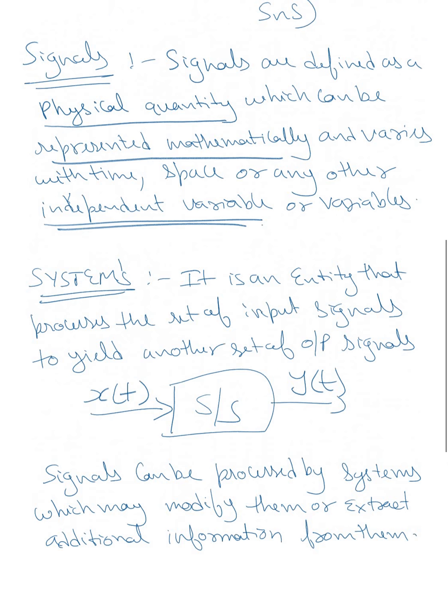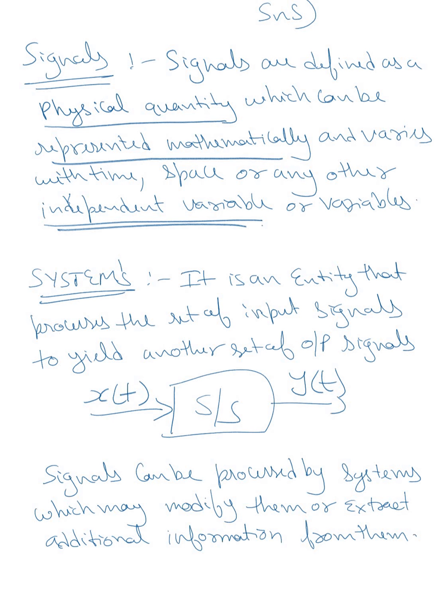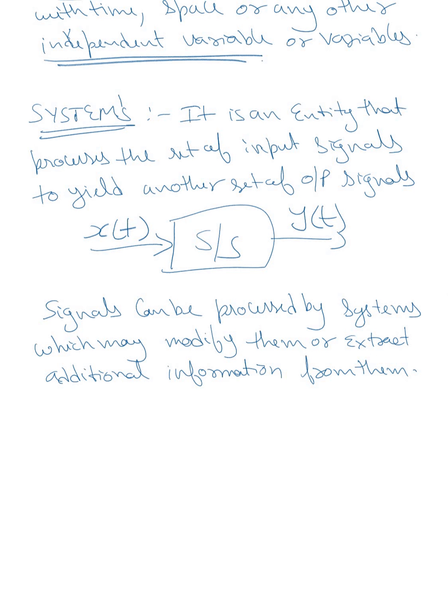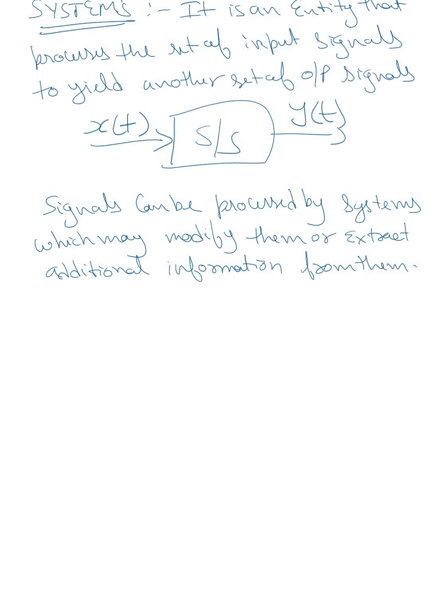So this is how we define a signal and a system. Signals are basically physical quantities which can be represented mathematically, and they vary with respect to an independent variable or a combination of variables. That's it. And systems, on the other hand, are entities which process a set of input signals and yield another set of output signals. We give as input a set of signals which are processed by that system, and we get output as another set of signals. Now next we move on to the classification of signals.